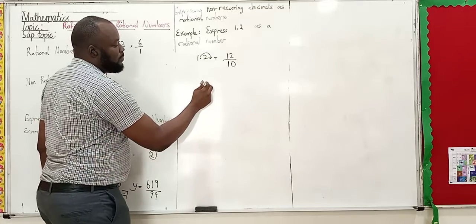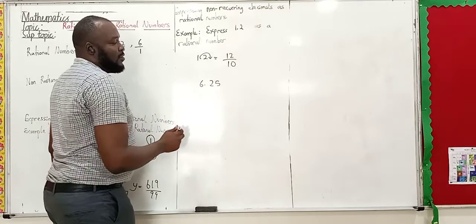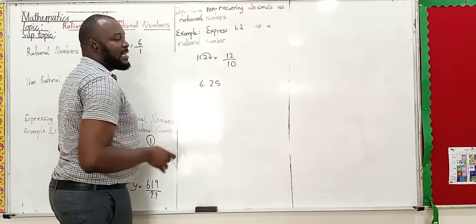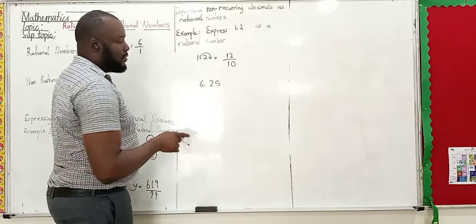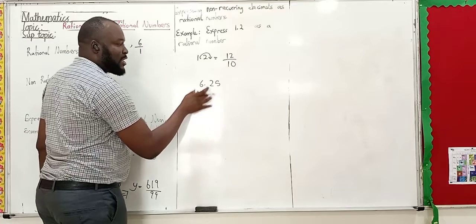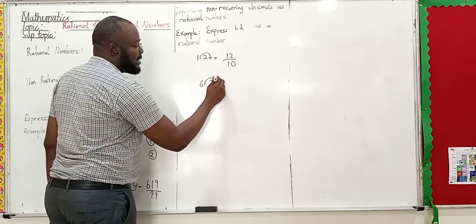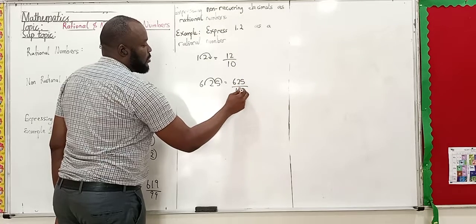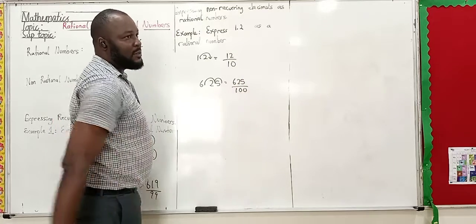So if I have 6.25 without that dot, it means that this particular decimal is terminating. So to express this as a rational number, I move 2 steps. I have 625 all over what? 100, because I moved 2 steps.